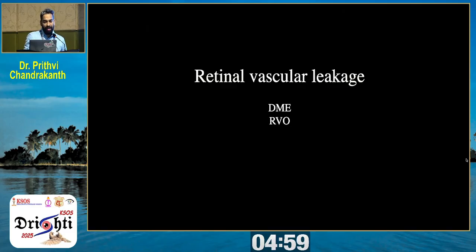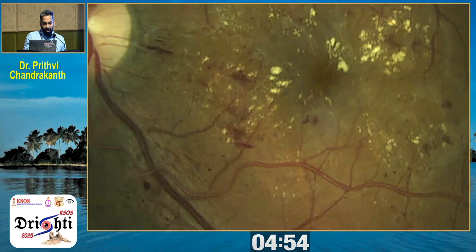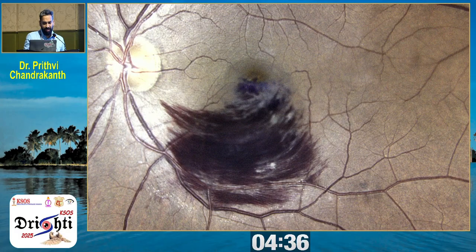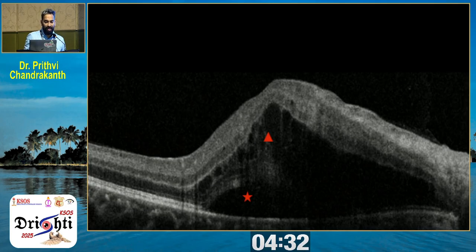The next cause is retinal vascular leakage, mostly DME and RVOs. I'll go directly to the image. This is the image of CSME, and when we take OCT, you can see subretinal fluid, marked A, and intraretinal fluid also. This is something which we won't get in the other CSC cases. And then we have the RVO. This is a macular RVO, and this also has intraretinal cystoid spaces along with subretinal fluid. So this can also be differentiated from CSC.